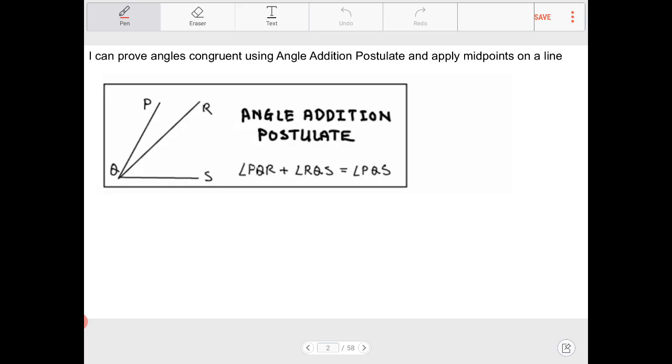So this is a new postulate that I have not introduced yet, so please take a moment to write this down. And this is very similar to the postulate relating to segments. Here, this is the angle addition postulate, which really just means if we take two angles and add them together, they'll form a larger angle. That's all this is. Or you can think of it as a larger angle is made up of other smaller angles.